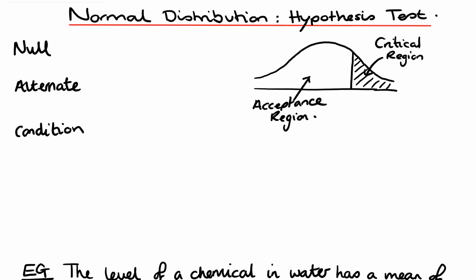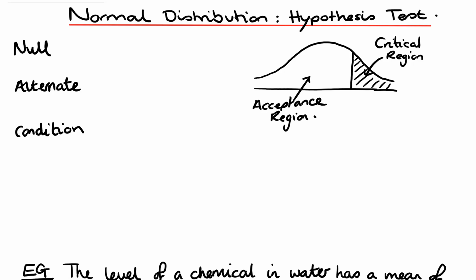Hi guys and girls, a video here on hypothesis tests according to the mean of a normal distribution. Key things to remember from when we did binomial hypothesis testing are the null, the alternative, and the condition for when you accept or reject your hypothesis.